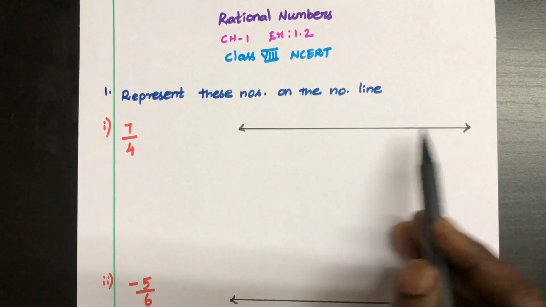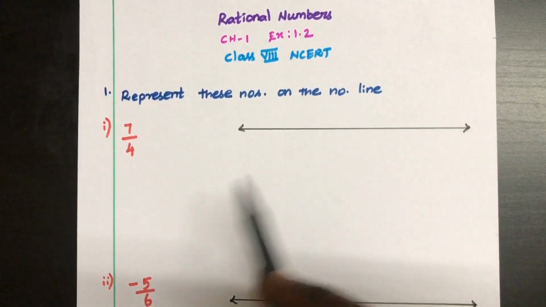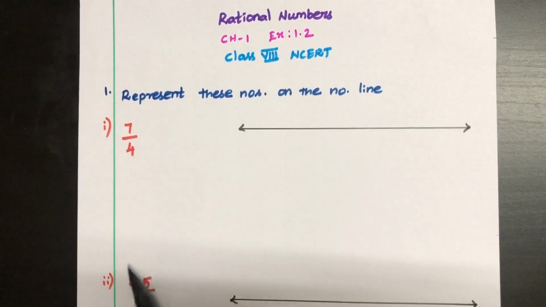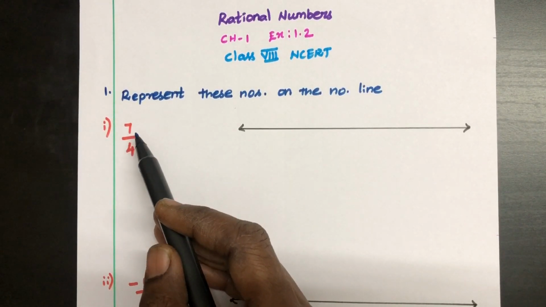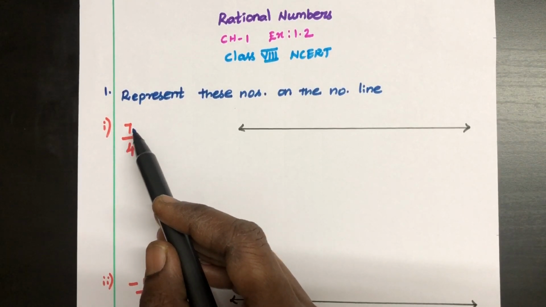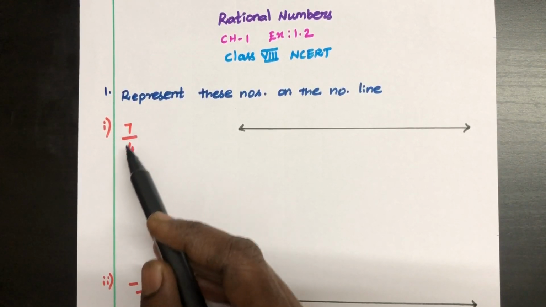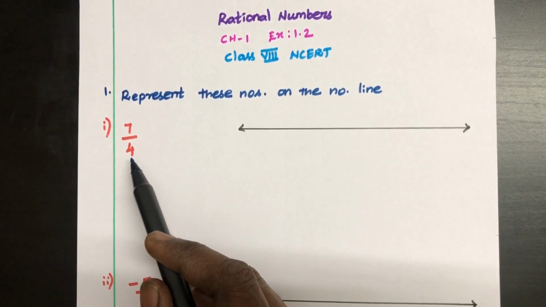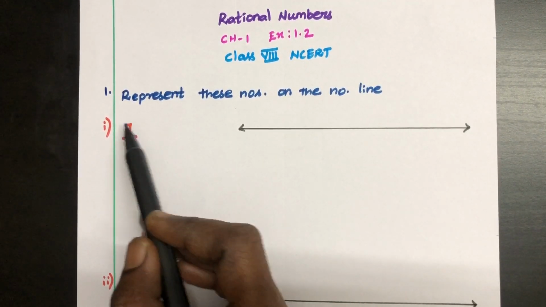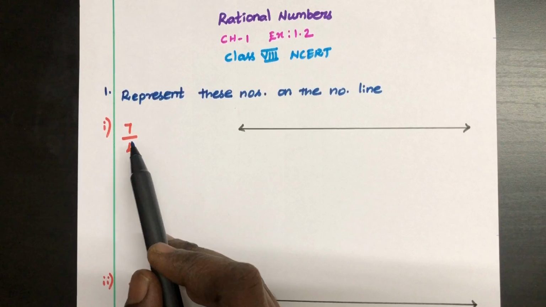It's always easy to plot 0, 1, 2, 3 on the number line. But how to plot the fractional numbers? It's very easy. First, we need to see whether the given fraction is a proper fraction or an improper fraction. Proper fraction means the numerator is lesser than the denominator. Improper fraction means the numerator is greater than the denominator. Here, the given fraction is an improper fraction.